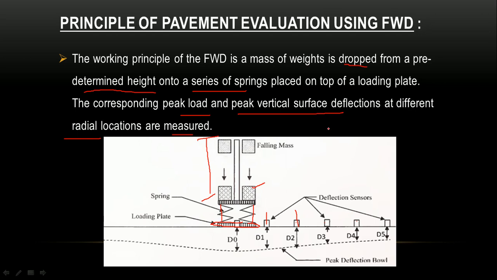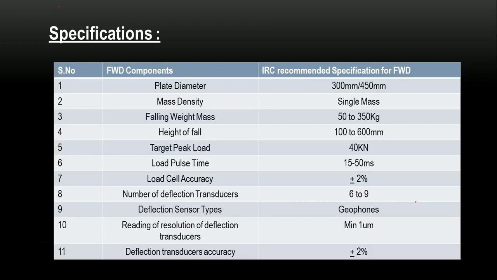What is the main principle? The working principle of the falling weight deflectometer is that some weight, maybe 40 kilonewton for 2 lanes and 80 kilonewton for a single lane, based on the requirement, is dropped from a predetermined height, and a series of springs are placed over the testing plate. The corresponding deflection can be measured using the geophones or sensors fixed at some radial distances. This is the working principle of the falling weight deflectometer.